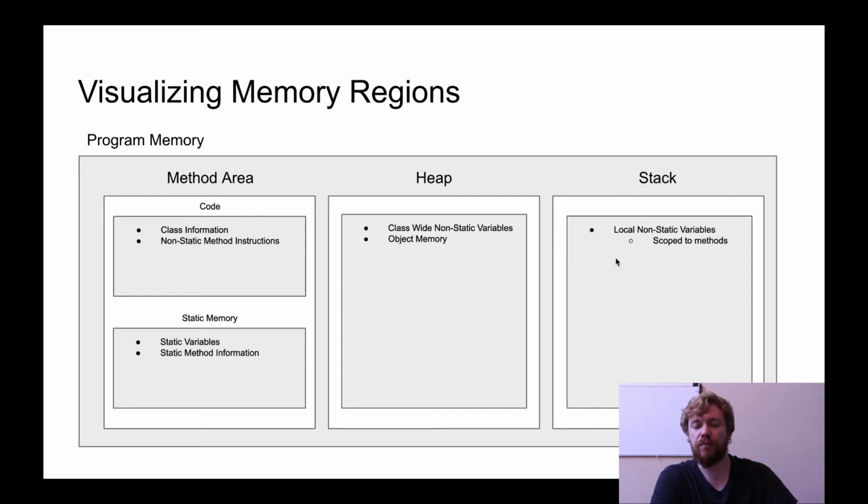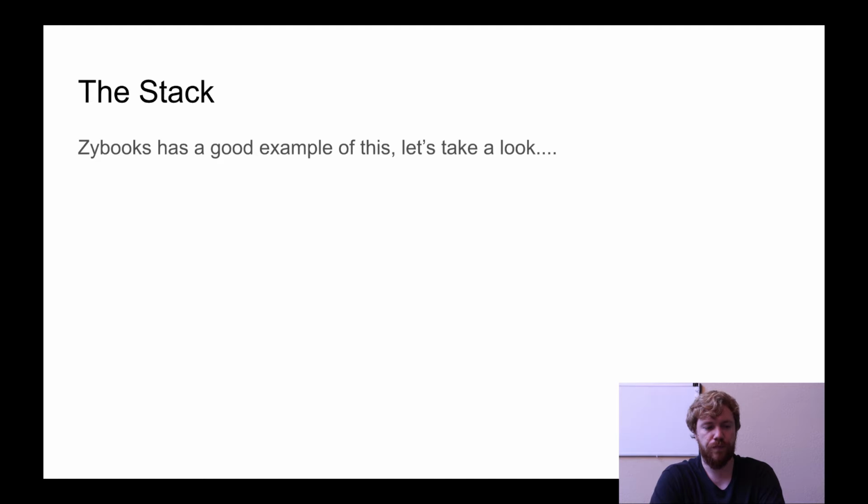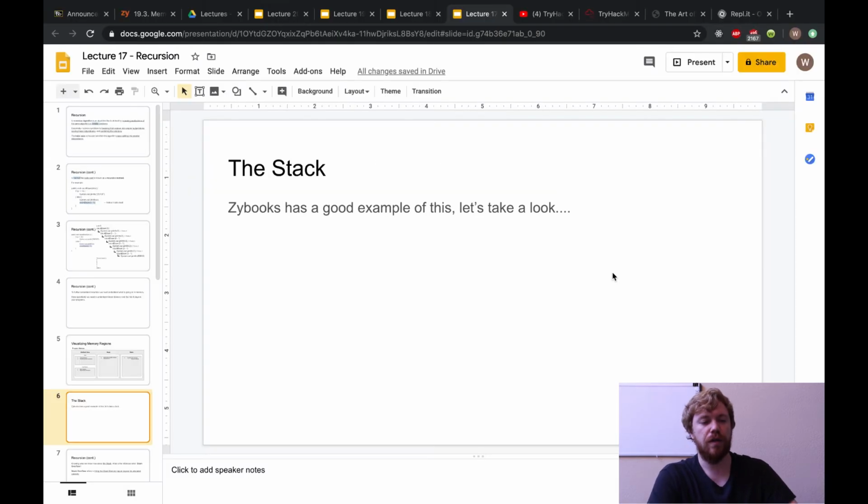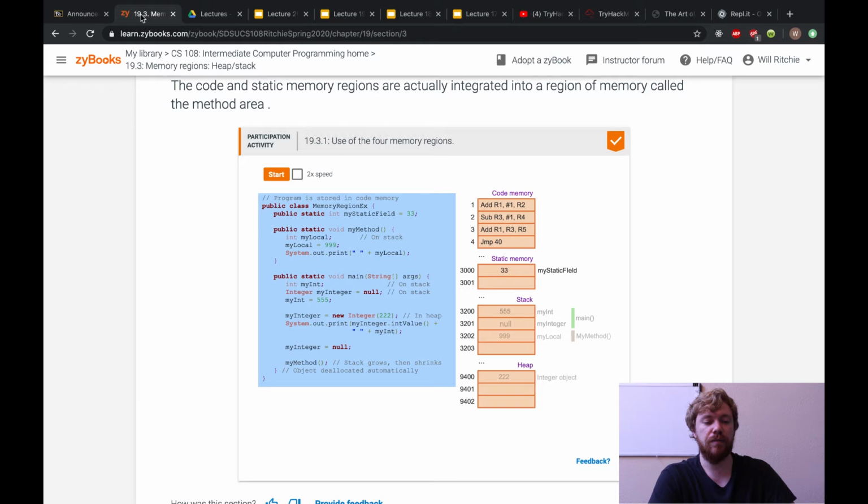And if we look at what the stack memory region holds, it holds local, non-static variables that are scoped to methods. So basically, any local variable that gets declared within a method gets put onto the stack. So keep that in mind as we continue talking about these recursive methods. And so Zybooks actually has a few good examples of how this works.